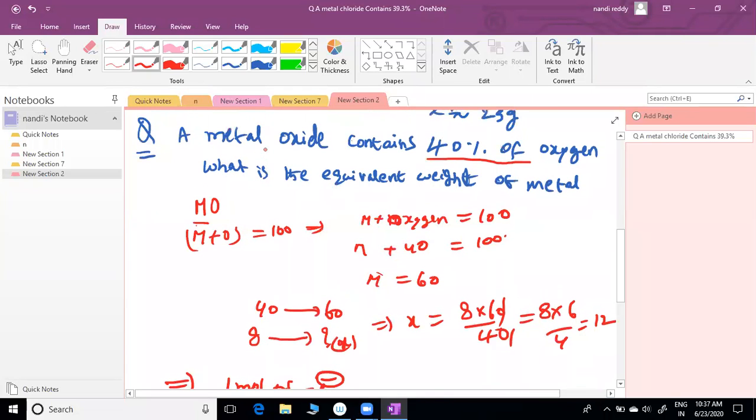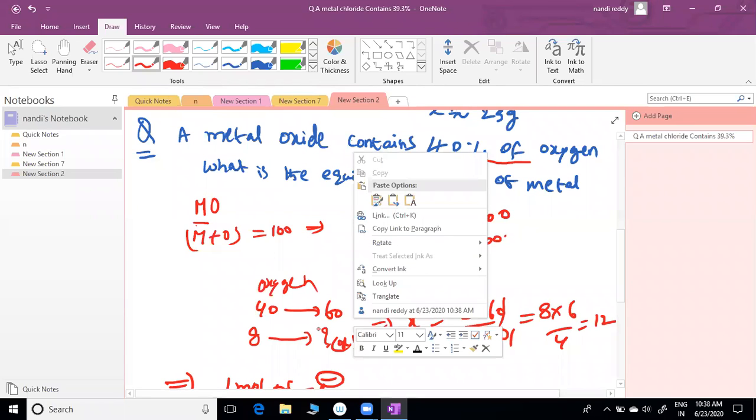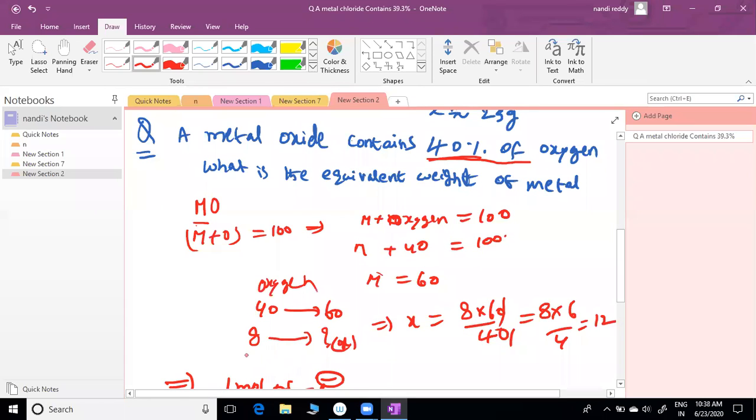Very clear. Simply, percentage means 100 grams contain 40 grams of oxygen, which means the remaining 60 is metal. Metal plus oxygen is 100. Oxygen is 40, so metal should be 60. Here 40 grams of oxygen is combined with 60 grams of metal. If 8 grams of oxygen is combined with how much? Because our basic definition is 8 grams.